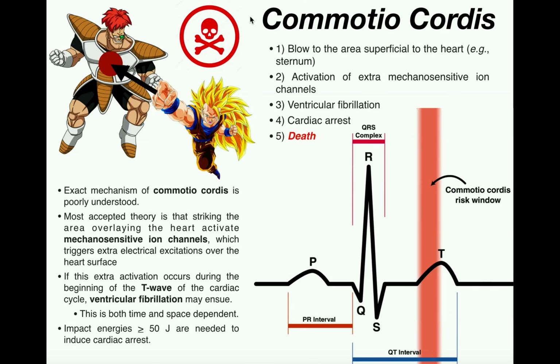In this video, we're going to discuss the mechanism of an acute and fatal cardiac event known as Commotio Cordis. Now, what is Commotio Cordis on a superficial level? Well, it occurs when you have a blunt force or blow to any area that's superficial to the heart. And usually when we think of an area superficial to the heart, we normally think of the sternum.